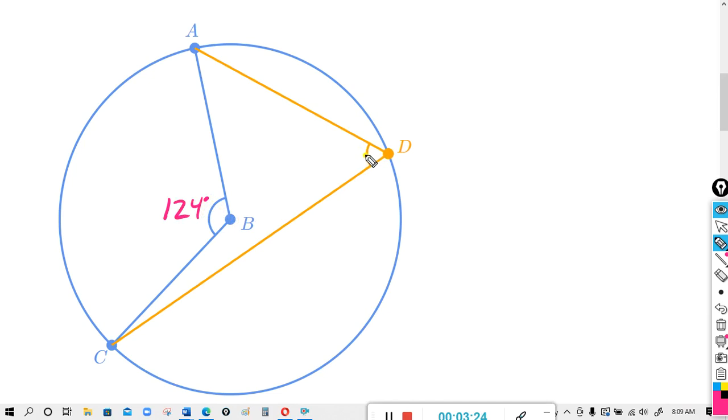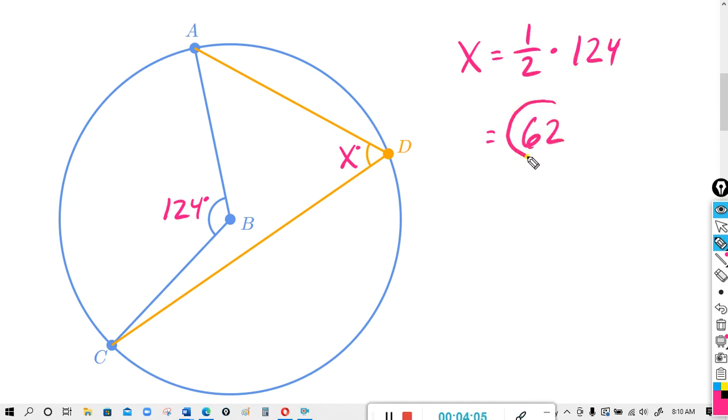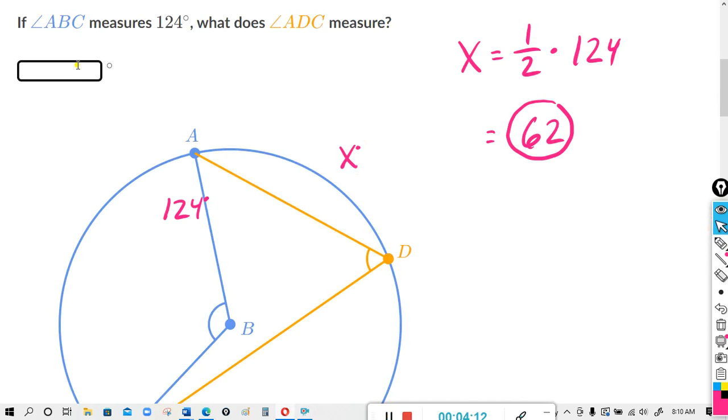We can see angle D is an inscribed angle because the vertex is on the circle, and they said B is the center, so this is a central angle. I'm just going to call this one X. And we said before, the inscribed angle is 1/2 of the central angle. So X is just going to be 1/2 of 124. Multiplying by 1/2 is the same as dividing by 2. 124 divided by 2 is just 62. So just click inside the box and type 62.